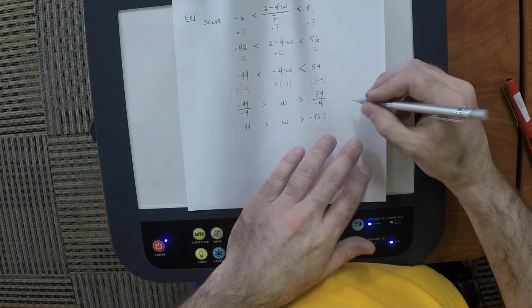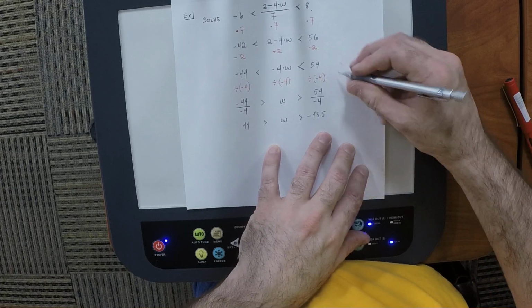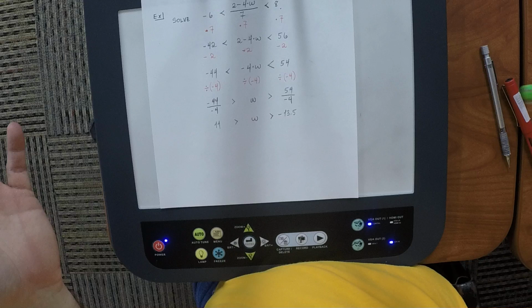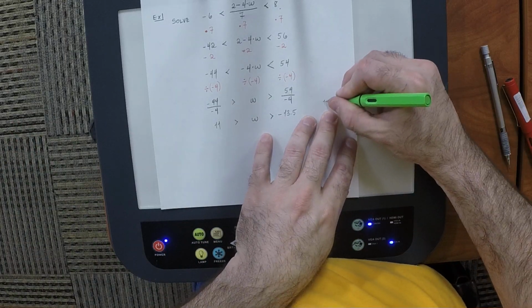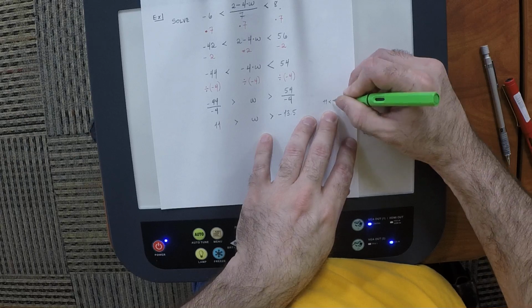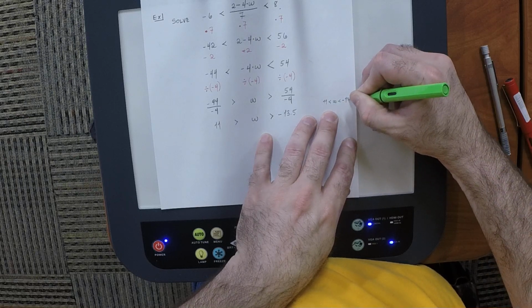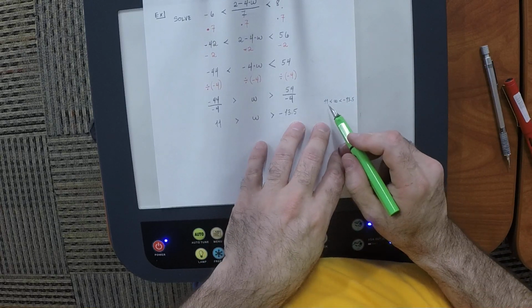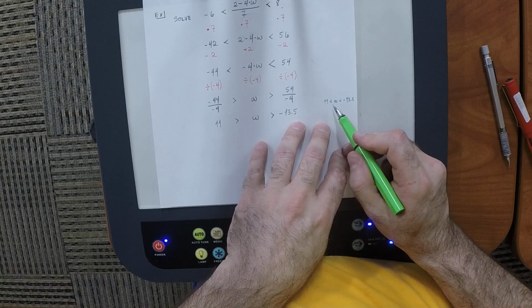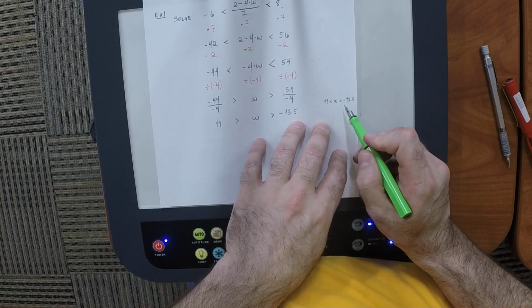Notice how it would read if you had forgotten. Which is to say, what if you had forgotten to flip the direction of the inequality? It would read something like this: 11 less than W less than negative 13.5. Is it really the case that 11 is less than negative 13.5? Nah, that's not true, right?